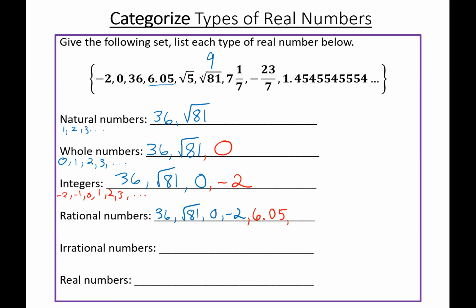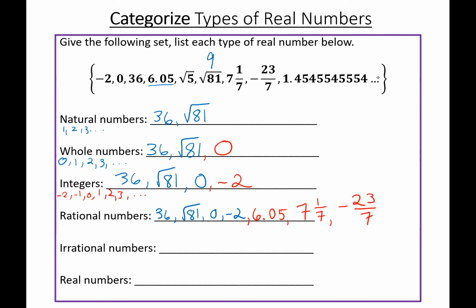Still don't want that square root of 5. That's going to be irrational. I have the square root of 81. I do want this 7 and 1/7, any kind of mixed number. That's a kind of fraction, so that would be in our list. And then the negative 23/7, also in our list.